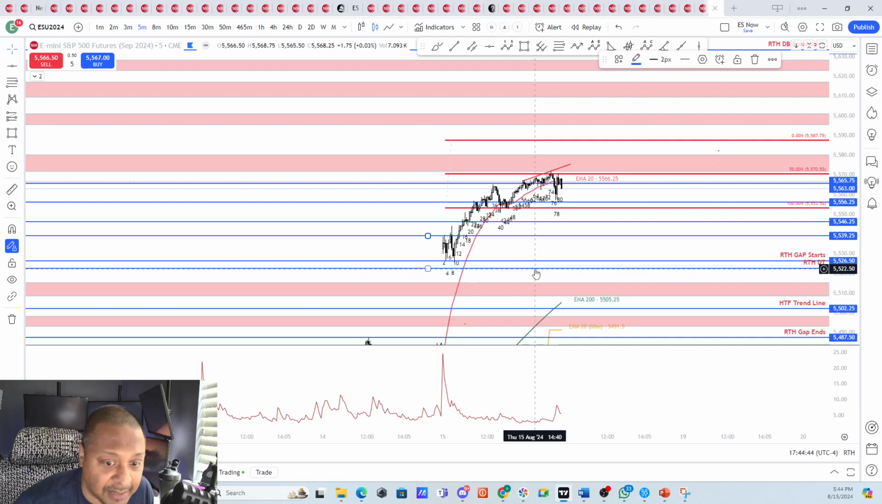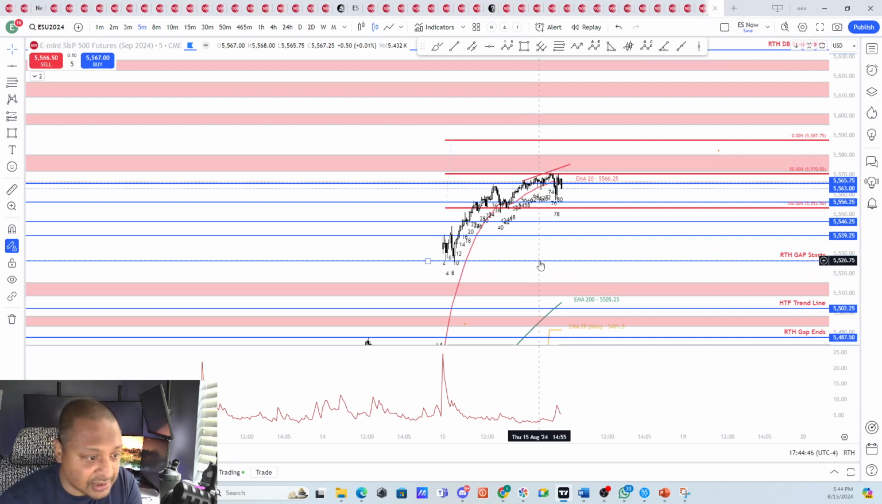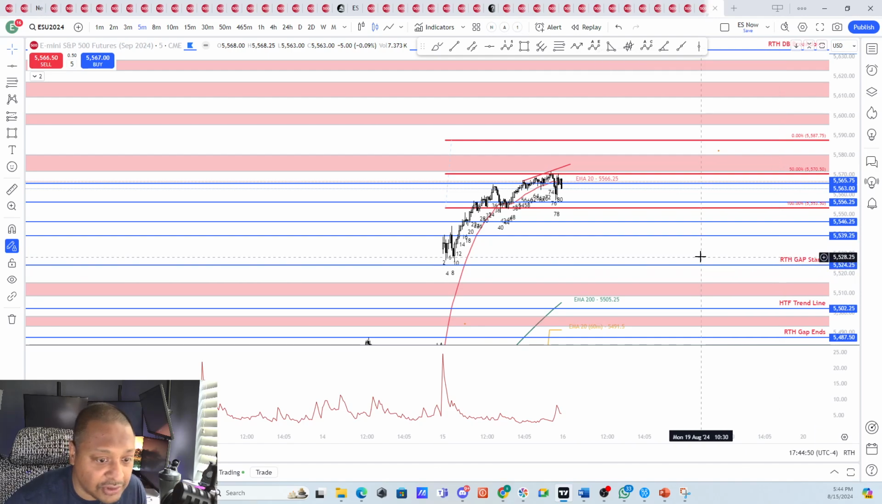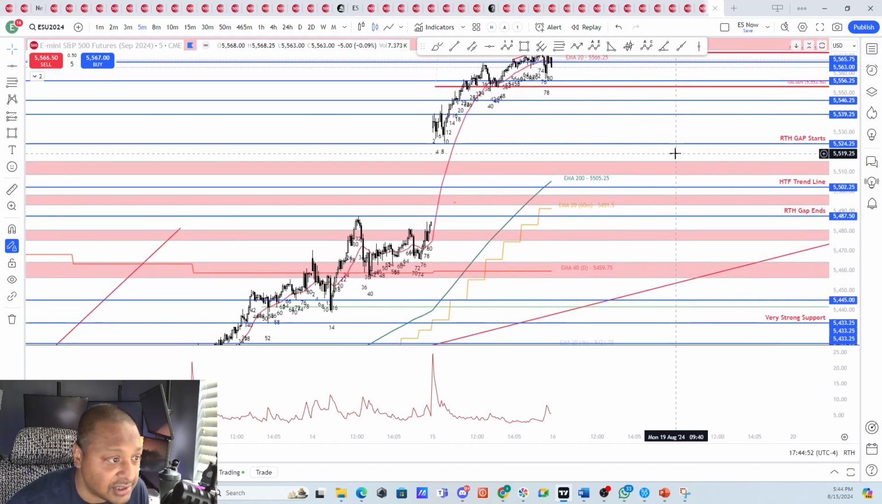This is where the gap starts. I will remove these lines as of now, and this is where the gap starts, as well as this is the low of today, so it will be the LOY as of today. And then we can come down to 5515 and then the 5502 areas, and then if we break down, we may finally come and close this gap here at 5487.